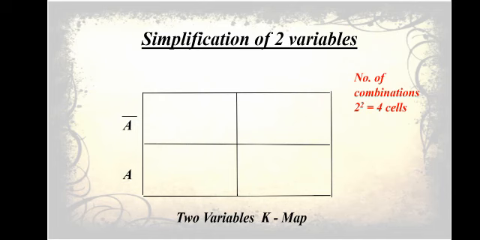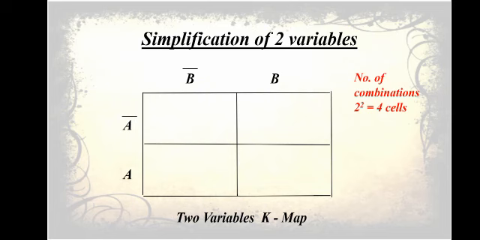Then a, this a is the normal variable and a naught is the complemented form. A is the normal variable and a complement is the complemented form. Then is b complement and b.